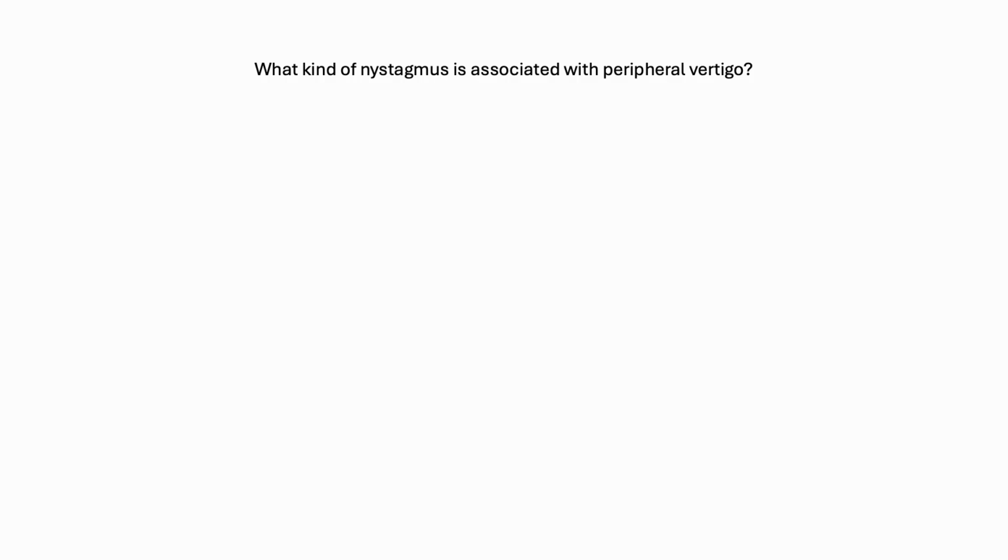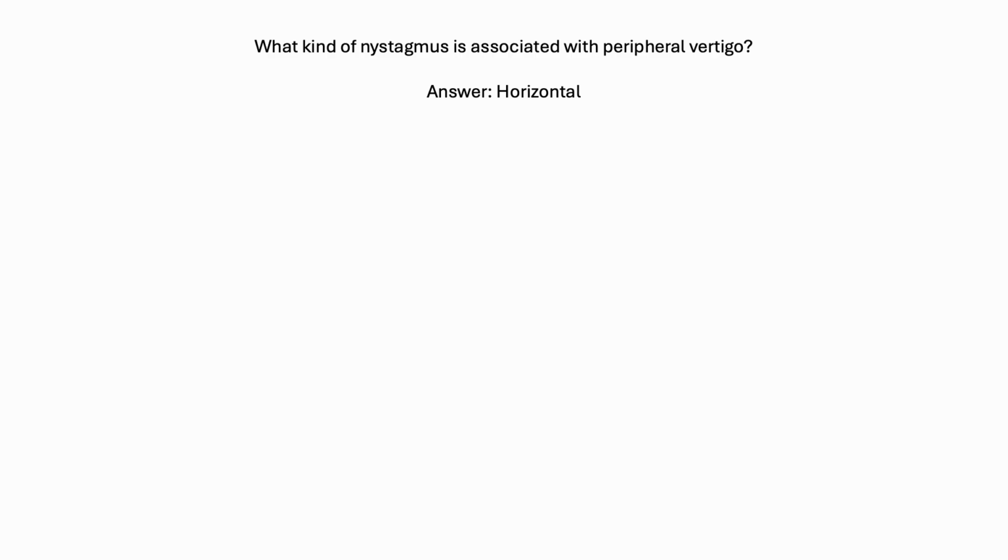What kind of nystagmus is associated with peripheral vertigo? So peripheral vertigo is more benign. These are issues that are happening with the ossicles of the ear, and this is more horizontal nystagmus with the eyes. If we see vertical or even rotary nystagmus, we're going to think more of a central cause, such as the brain.